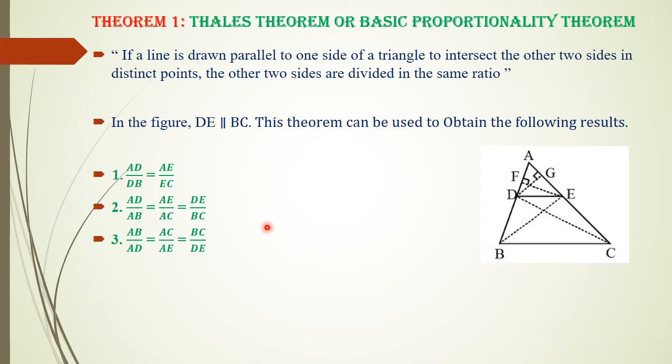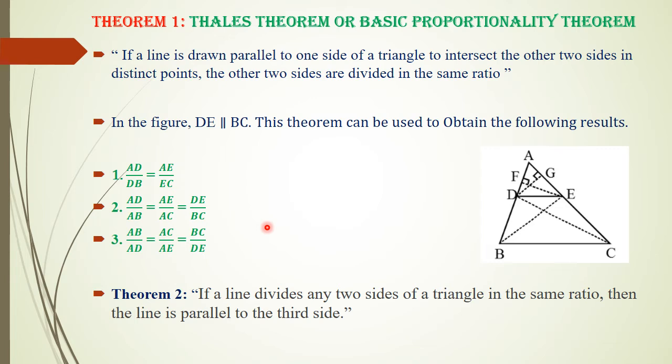I will show you how we can solve problems on this. Now, related to this theorem, we have one more theorem which is considered the converse of theorem 1, that is nothing but theorem 2. I'll just read it out. If a line divides any two sides of a triangle in the same ratio, then the line is parallel to the third side.